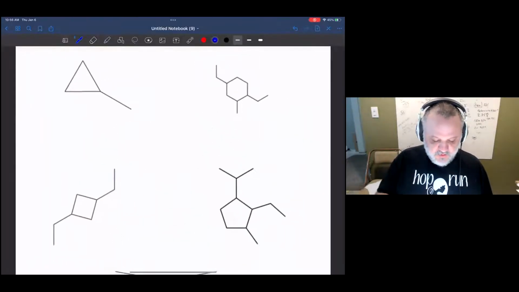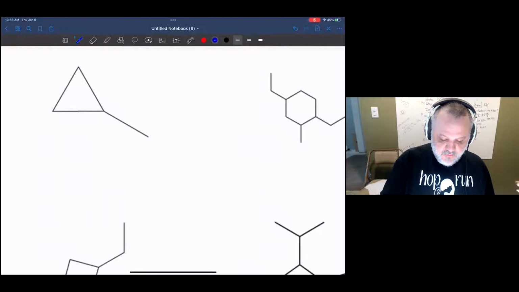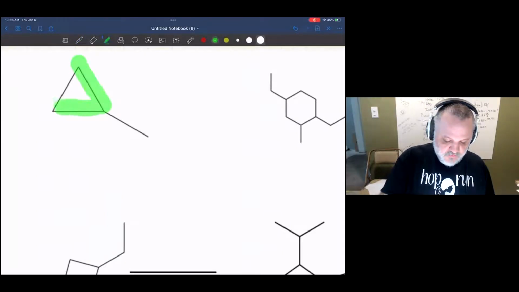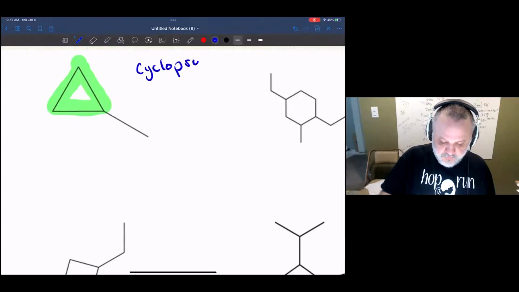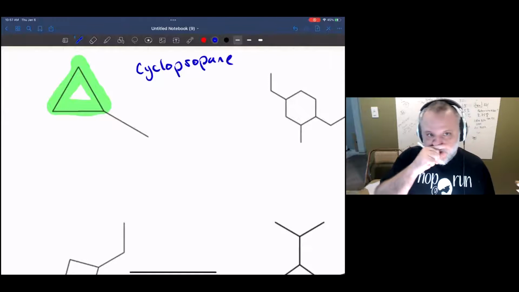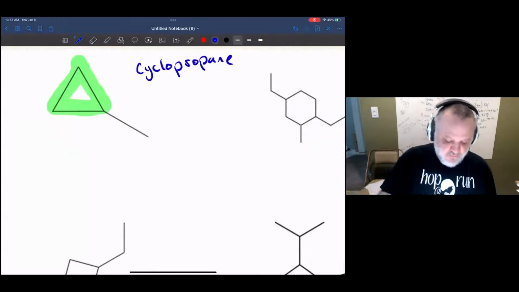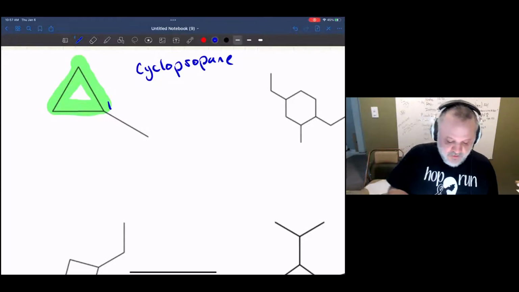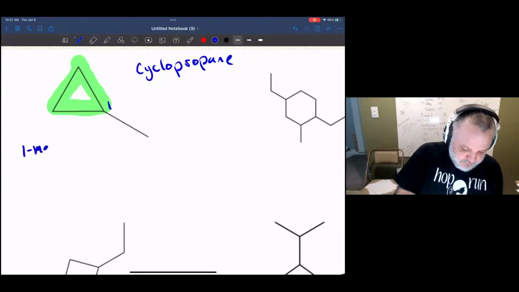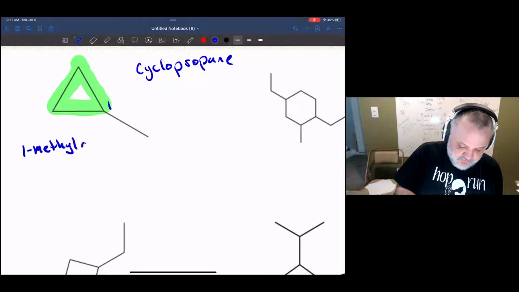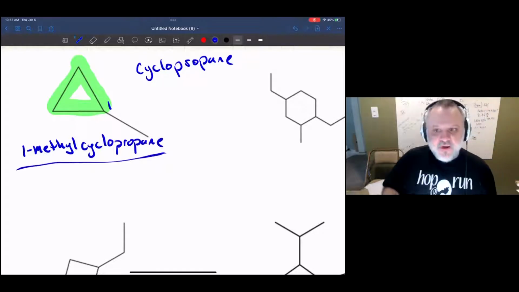So the first one is a three-membered ring. So 1, 2, 3. So it's cyclopropane. And remember, when we number a ring, the first place that there's a substituent, that's going to be the first position. So this is 1-methylcyclopropane. Okay, moving on to the next one.